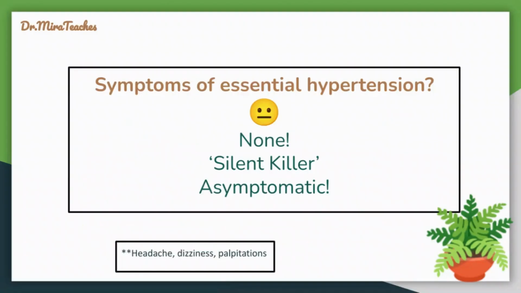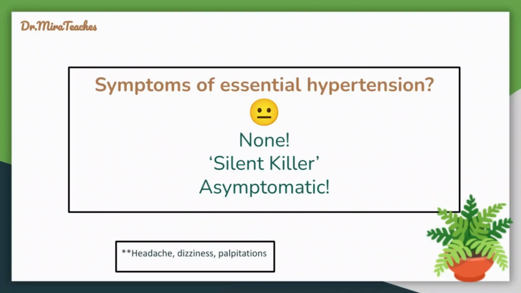None. None at all. That's why it's called a silent killer, because it is asymptomatic. It can be so asymptomatic to the point of having hypertensive urgency where you still don't have symptoms, but the BPs are shooting to the skies. So remember, there are no symptoms of essential hypertension.